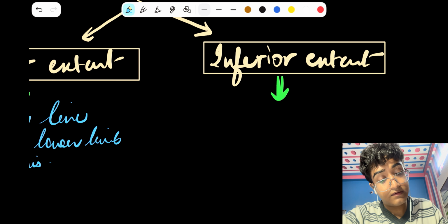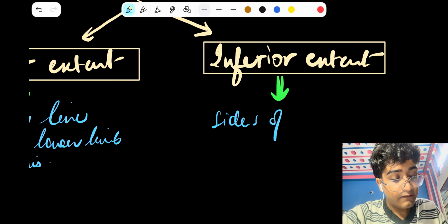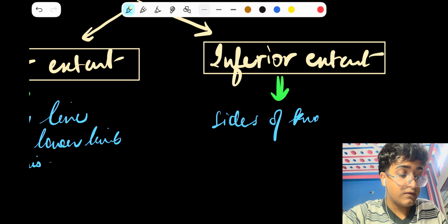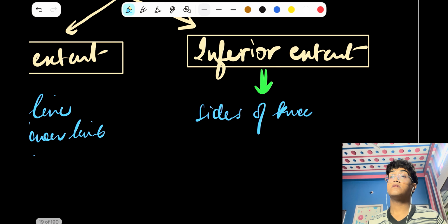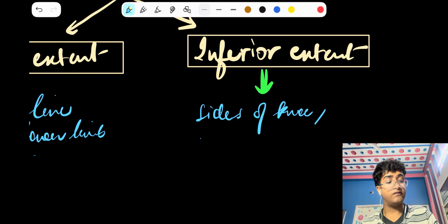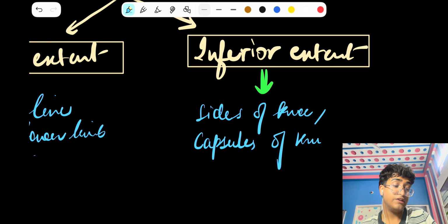So what is the inferior extent of the fascia lata? It is the sides of the knee, or you can also say the capsules of the knee joint.